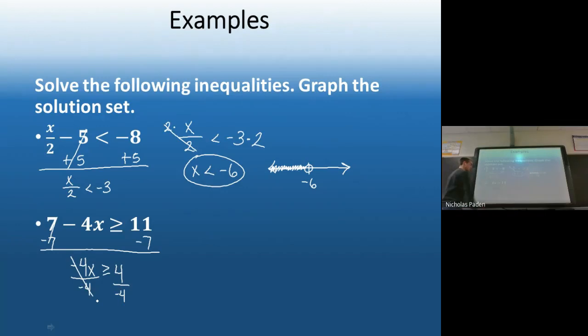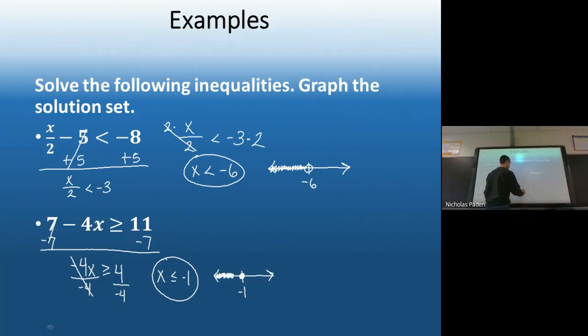The -4s would cancel off. I'm left with just an x, but since I divided by -4, I need to flip the sign, make it less than or equal to. And then 4 divided by -4 would give me -1. So x is less than or equal to -1. That would be my solution set. So at -1, open or closed circle? It'd be a closed circle because it is less than or equal to. And then it's less than, which means I'm going to shade to the left.